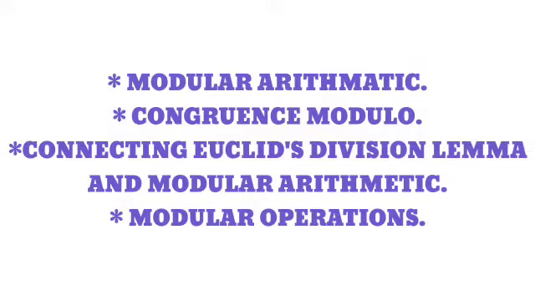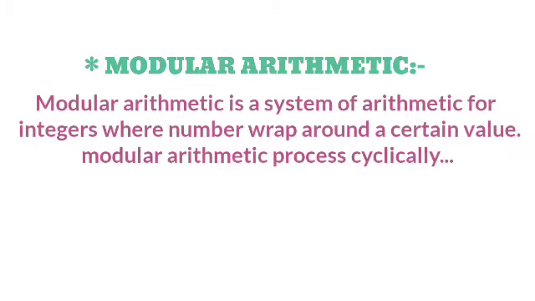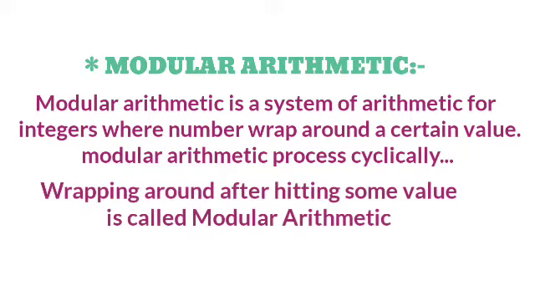Along with it, congruence modulo, connecting Euclid's division lemma in modular arithmetic, and modulo operations. First we'll start with modular arithmetic. Modular arithmetic is a system of arithmetic for integers where numbers wrap around a certain value. Wrapping around after hitting some value is called modular arithmetic, which means a cyclic process that happens cyclically.